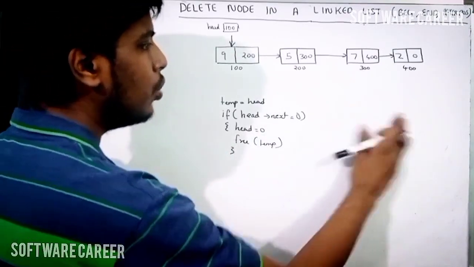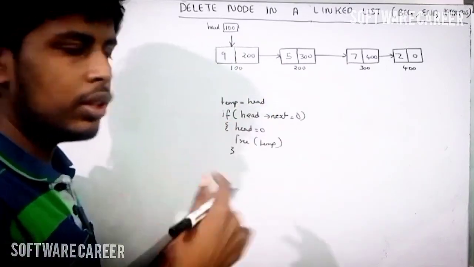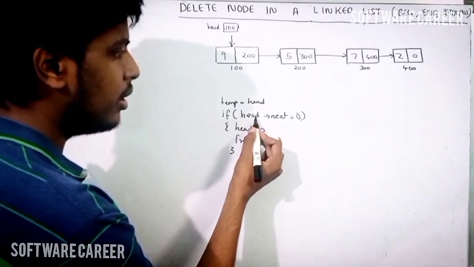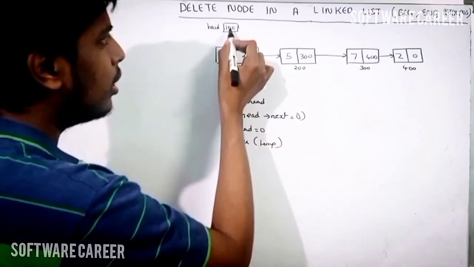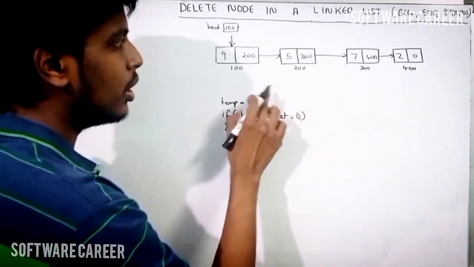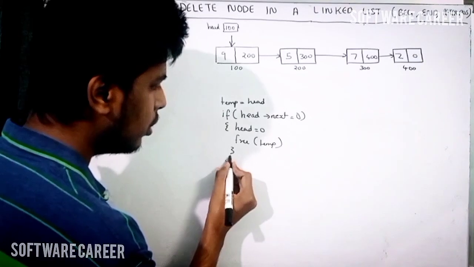Now we will see the case when there is more than one node present in the linked list. I am checking the condition whether head next is 0. Head is 100, 100 next is 200. So this is 200. That means there is more than one node present in the linked list. So what should I do?